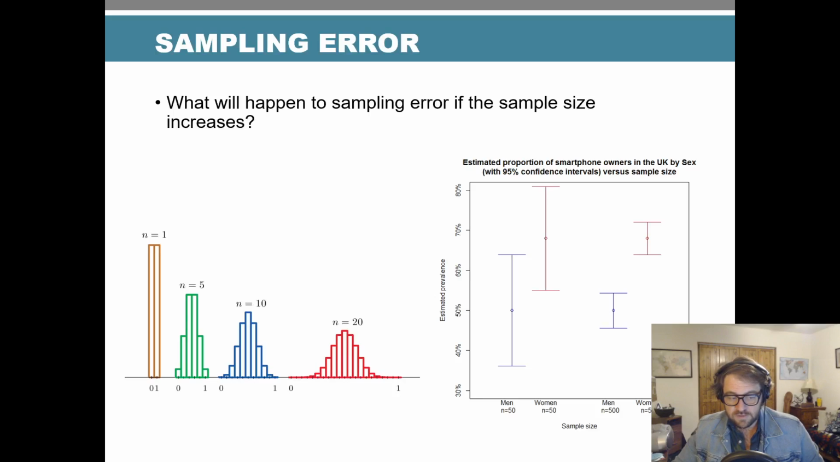In the right two columns, you see that now we're looking at 500 subjects, 500 men, 500 women. The error has shrunk considerably. In fact, now it looks like there might actually be a statistical difference between cell phone ownership for men and women in the UK. Roughly 50% of men and 68% of women, something like that. So women are more likely to have smartphones than men in the UK in 2013.